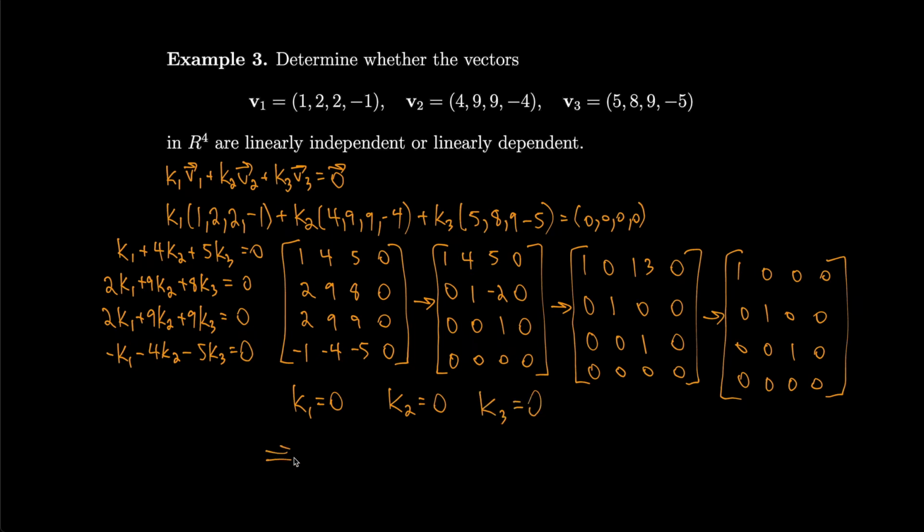So that means that this set of vectors is linearly independent. Sometimes you don't know whether to take a determinant or to try to reduce it to reduced echelon form. Sometimes it's easier to just take a determinant. In this case, it wouldn't have been as easy or as helpful, so we just very quickly reduced it, and we're able to see that k1, k2, and k3 have to be 0.